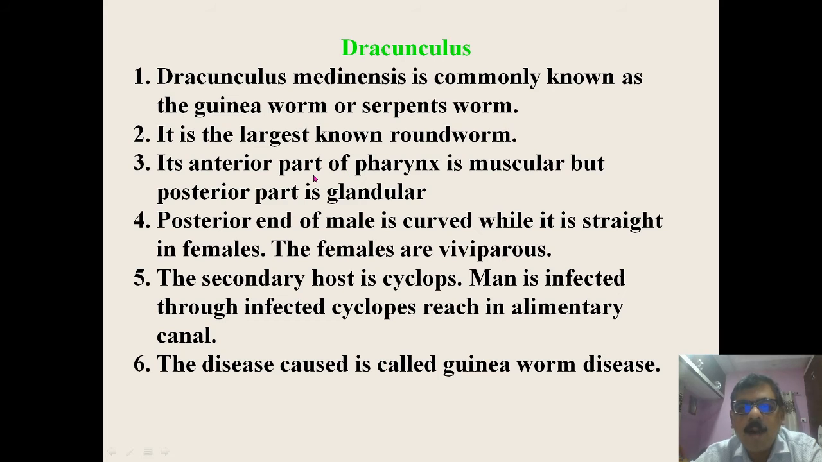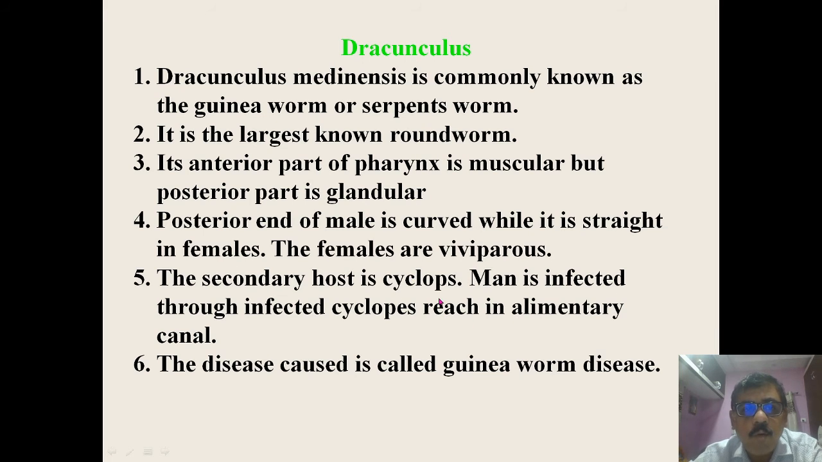Its anterior part of the pharynx is muscular but the posterior part is glandular. The posterior end of the male is curved while it is straight in females. The females are viviparous, giving birth directly to their young ones. The secondary host is a cyclops, and man is infected through the infected cyclops reaching the alimentary canal by contaminated water.